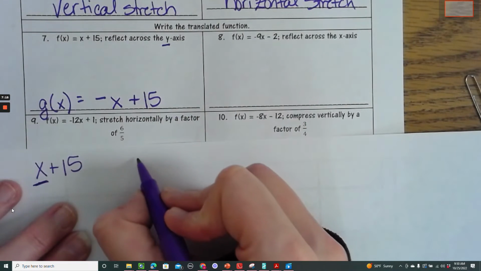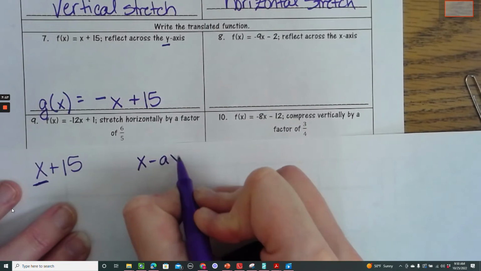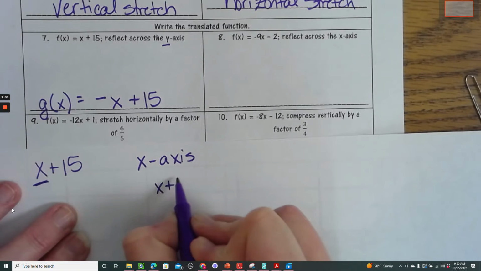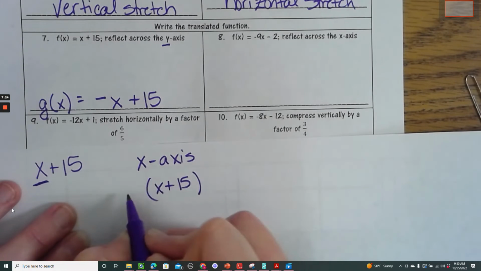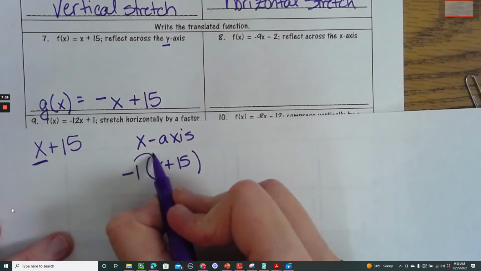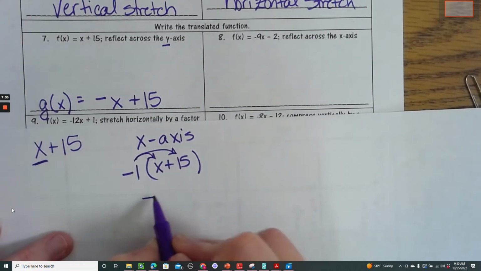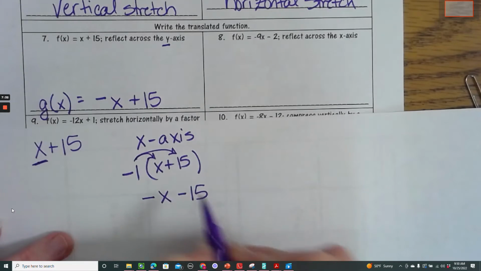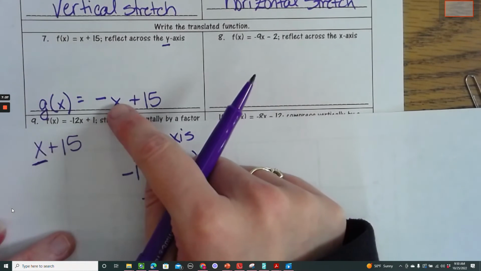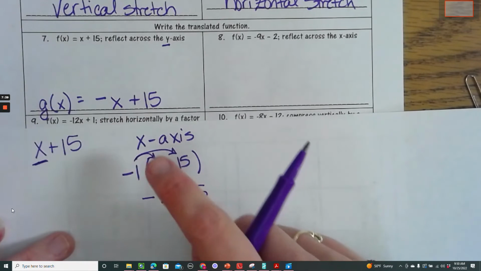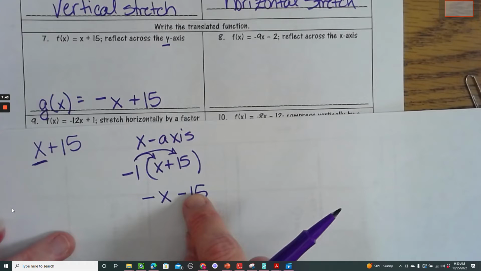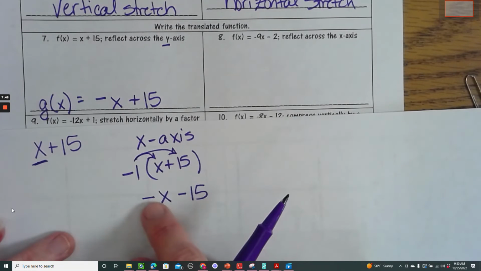If, say, I was going to reflect it across the x-axis, I take the entire equation and multiply the entire equation by a negative 1. And so I distribute that negative 1 out, which gives me negative x minus 15. So if you're flipping across the y, the sign of the x changes. If you're flipping across the x, both signs change. And that's in your notes as well. It shows you how to do that.